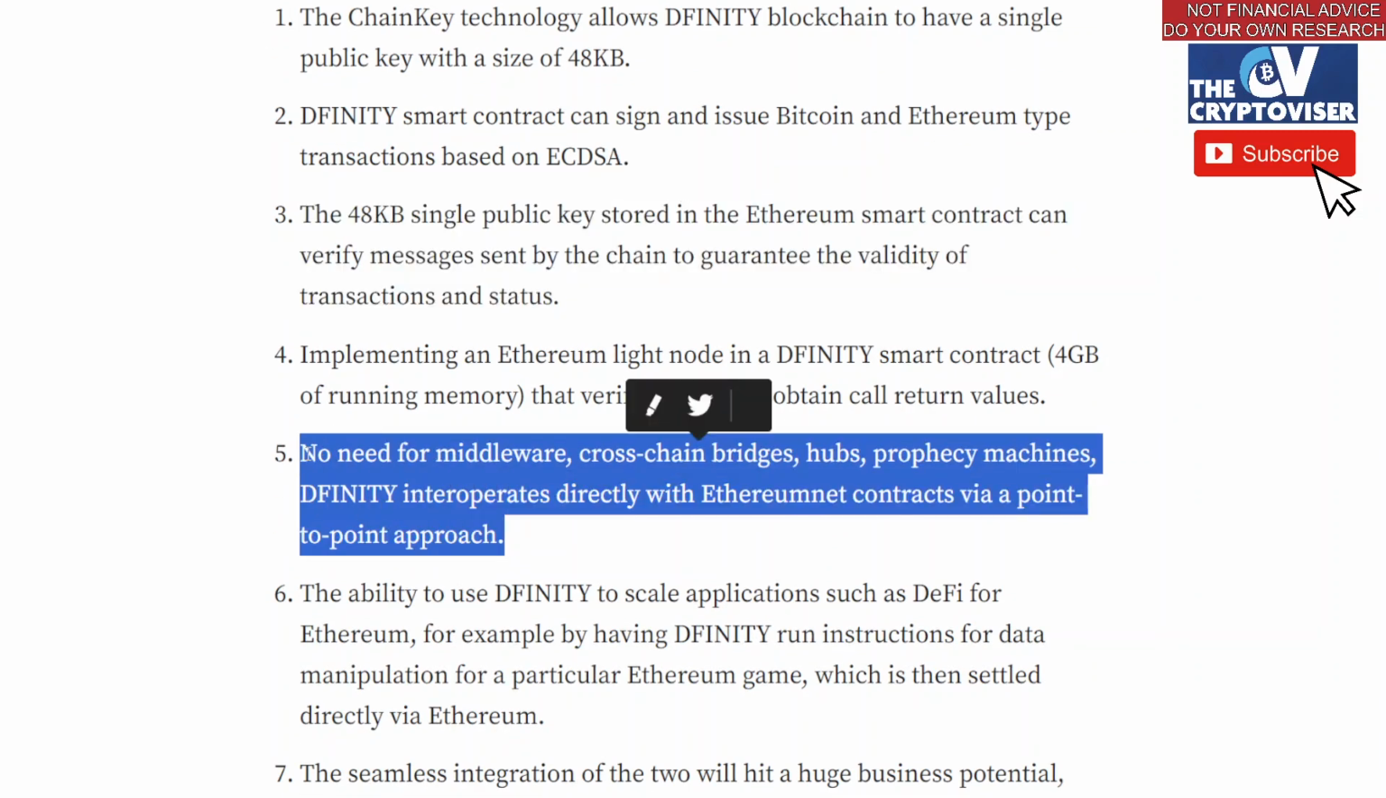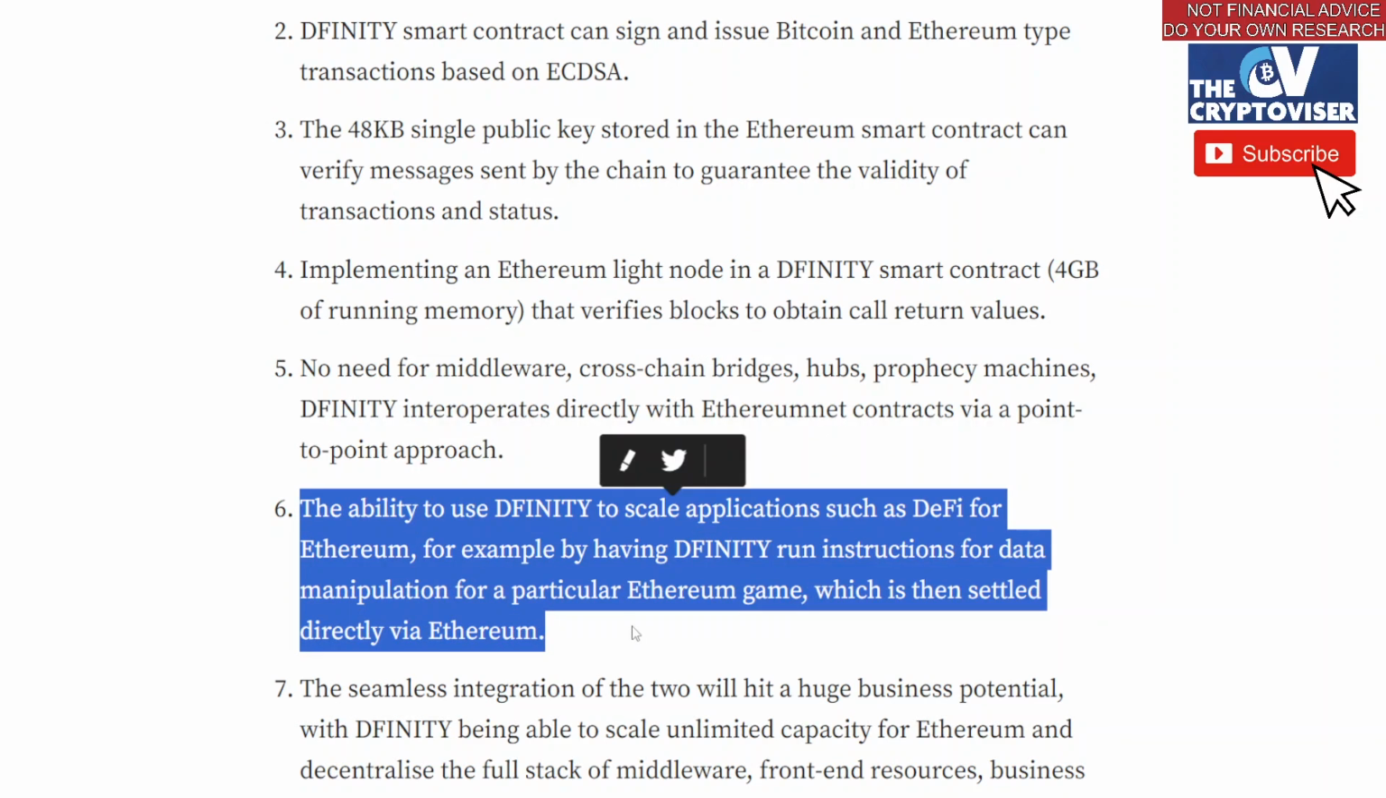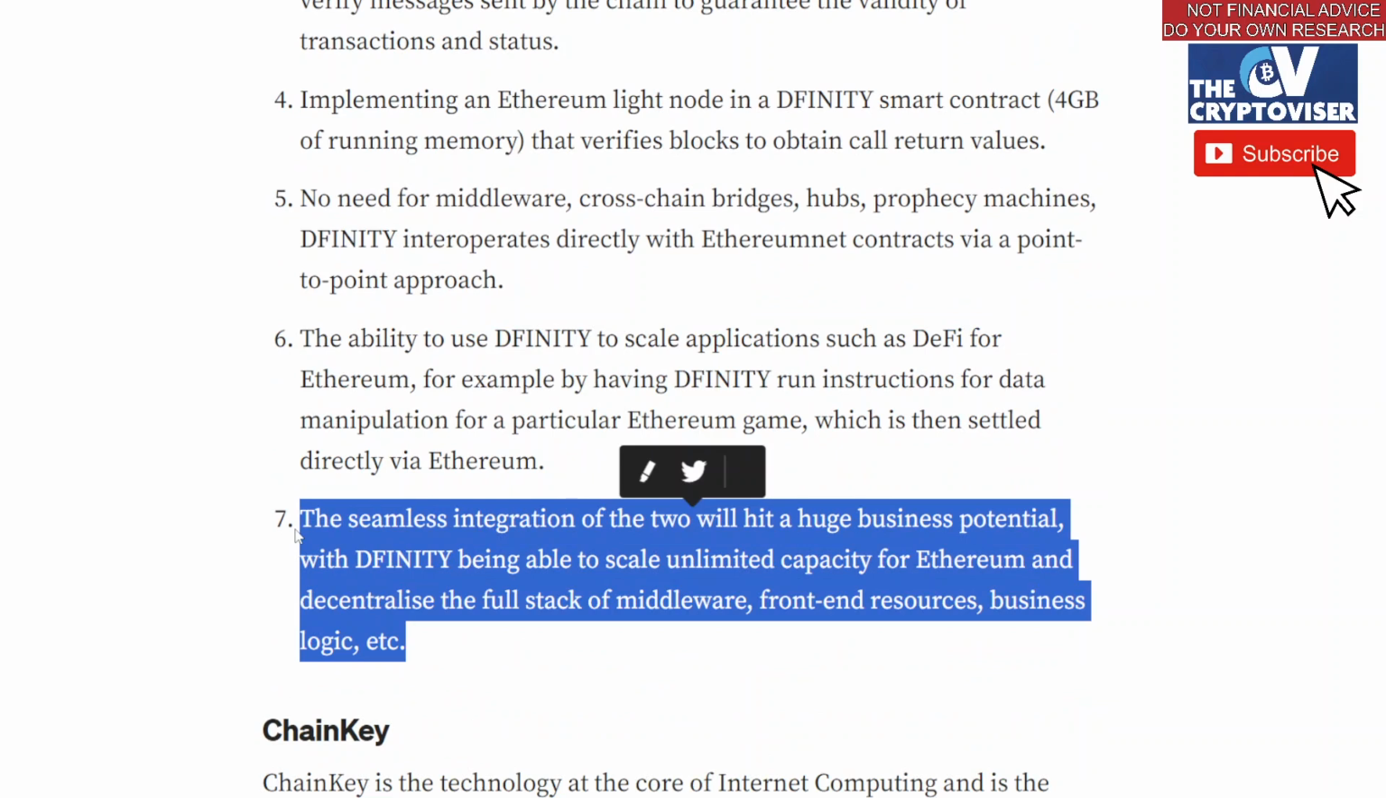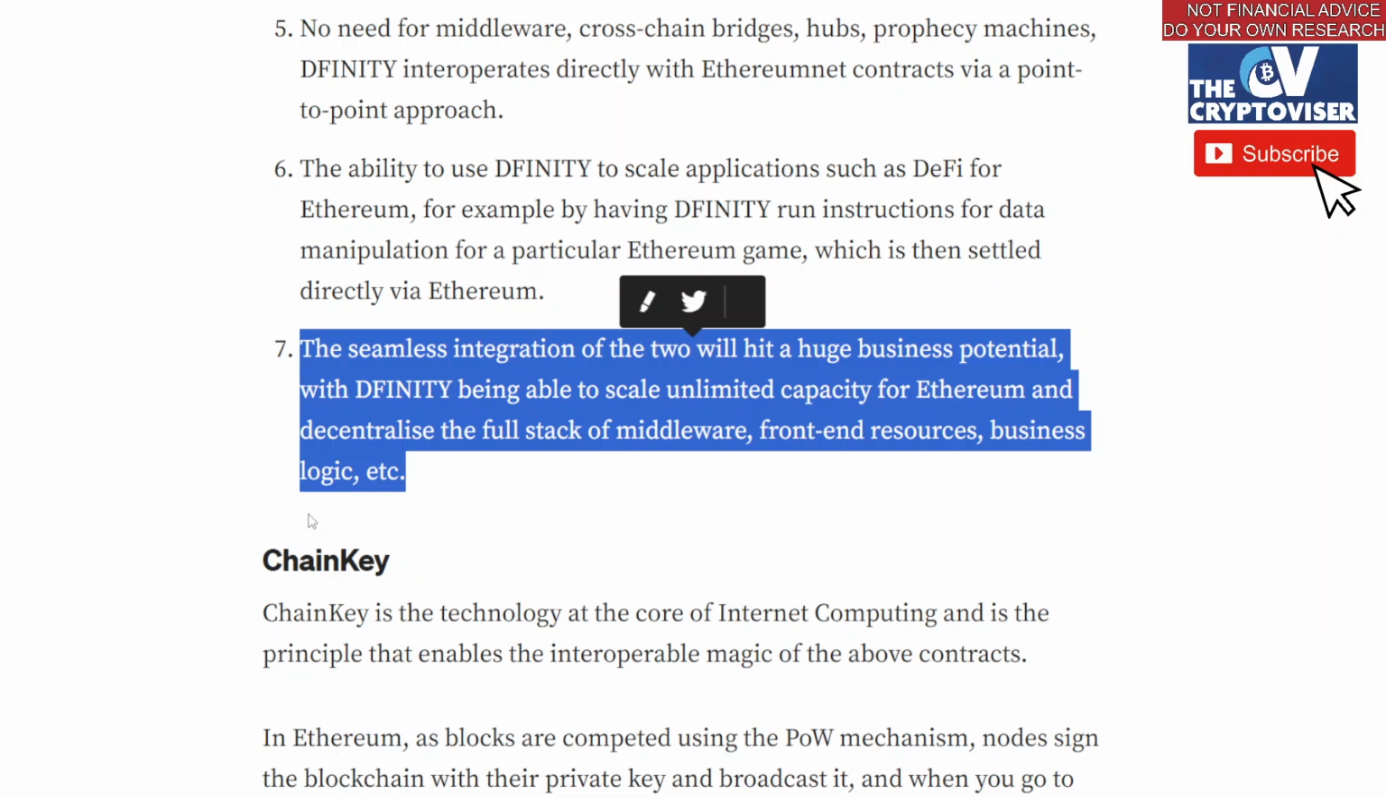They also said there's no need for middleware, cross-chain bridges, hubs, or oracle machines. Definity interoperates directly with Ethereum smart contracts via a point-to-point approach. They say Definity can be used to scale applications such as DeFi for Ethereum. For example, having Definity run instructions for data manipulation for a particular Ethereum game, which is then settled directly via Ethereum. The seamless integration of the two will hit a huge business potential, with Definity or Internet Computer being able to scale unlimited capacity for Ethereum and decentralize the full stack of middleware, front-end resources, and business logic.